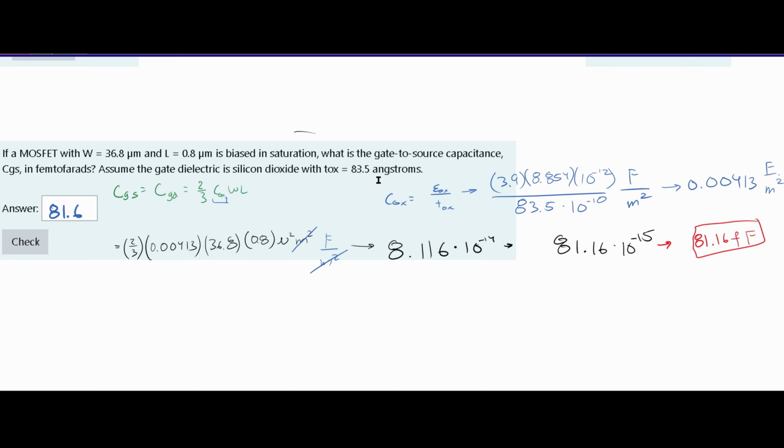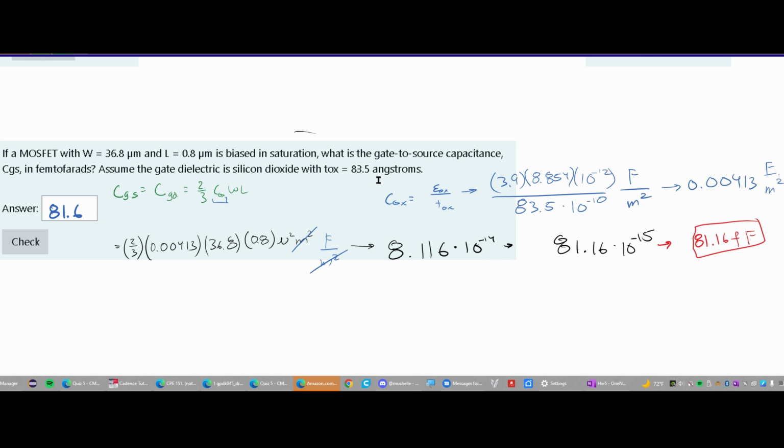If a MOSFET with W and L, both in micrometers, is biased in saturation, we're asked what's the gate to source capacitance, CGS, in femtofarads. We can assume the gate dielectric is silicon dioxide with a TOX of 83.5 angstroms. Now, we are looking at saturation.